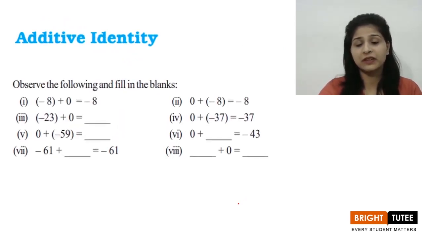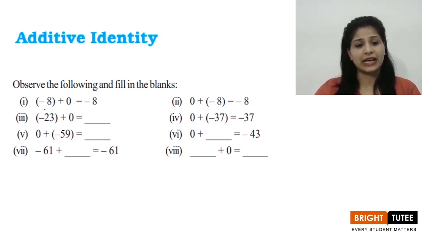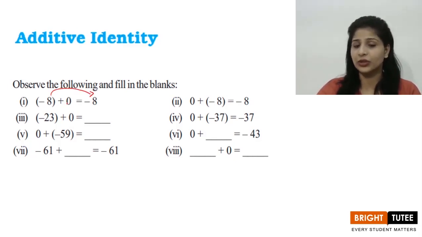So, we will observe these and we are going to fill them first to get to know what is additive identity. So, if I add minus 8 plus 0, what is the answer? The same answer I get by adding 0 into it. So, what is the answer? Minus 8, the same integer we received.